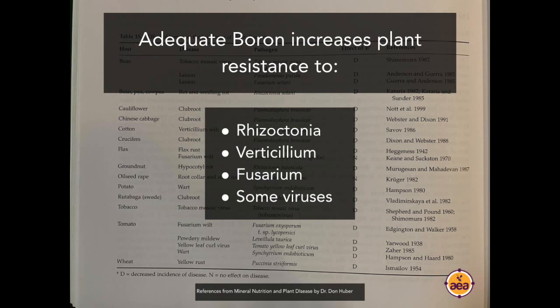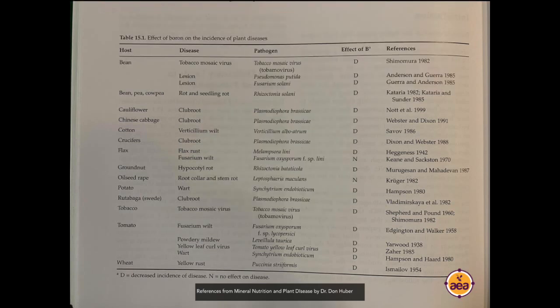Boron specifically is known to increase plant resistance to rhizoctonia, verticillium, and fusarium. These are some of the diseases that we think about managing with boron applications, and it was also effective against some viruses. And if you want to dig a bit more deeply into this, this is a table from the book that I referenced earlier that describes how the presence or applications of boron either reduced or increased the presence of these various diseases.